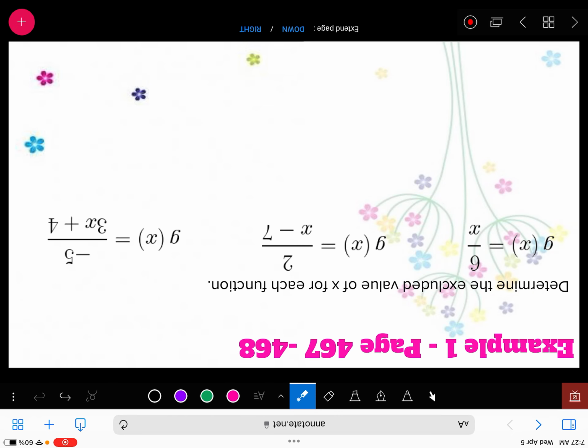So we're going to figure out, they're calling that the excluded value. Where is our denominator 0? That's what they're asking for here. So the excluded value means when is the denominator 0? What is the one thing x can't be?